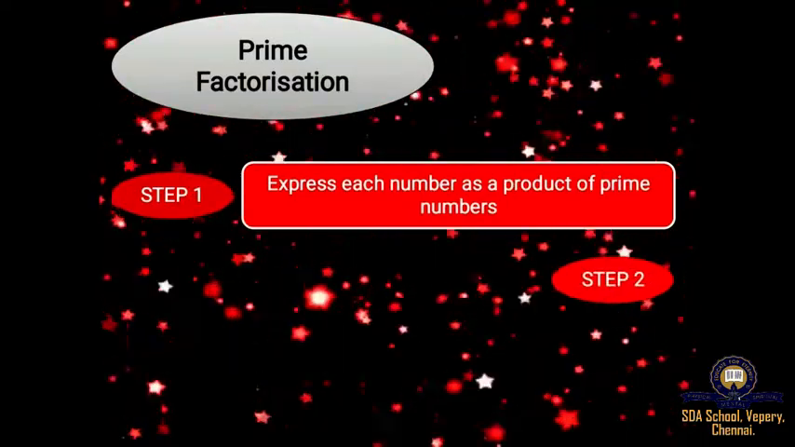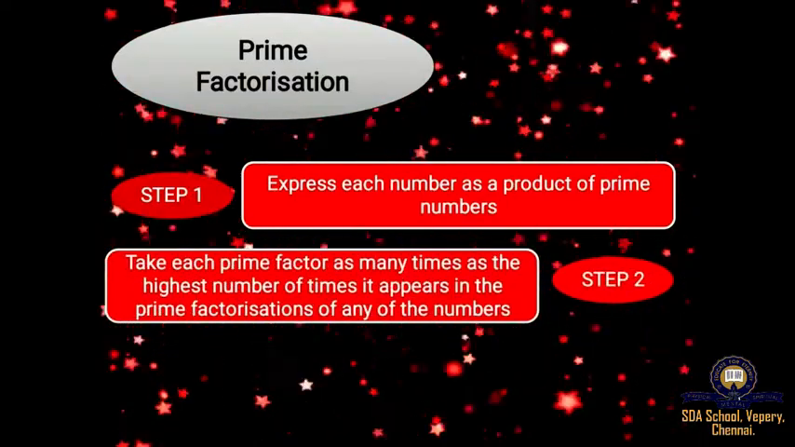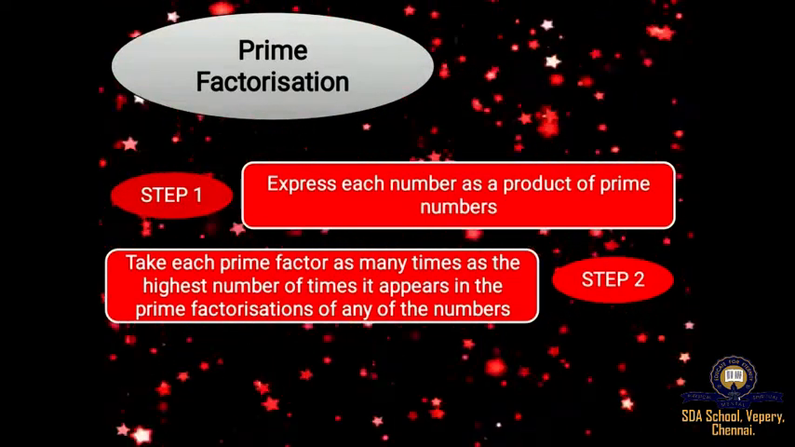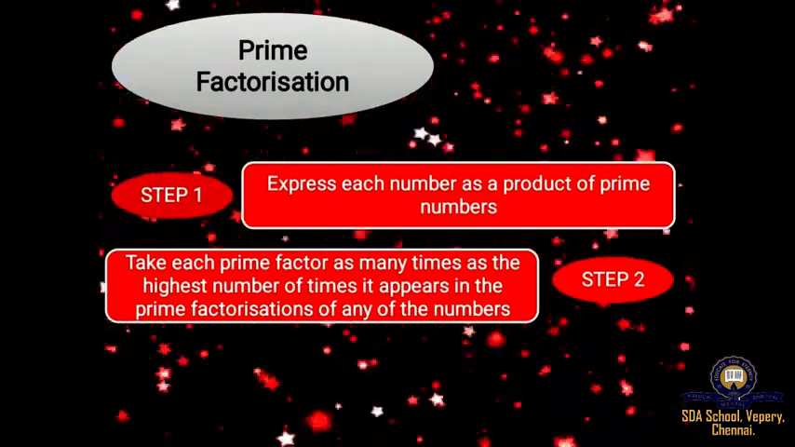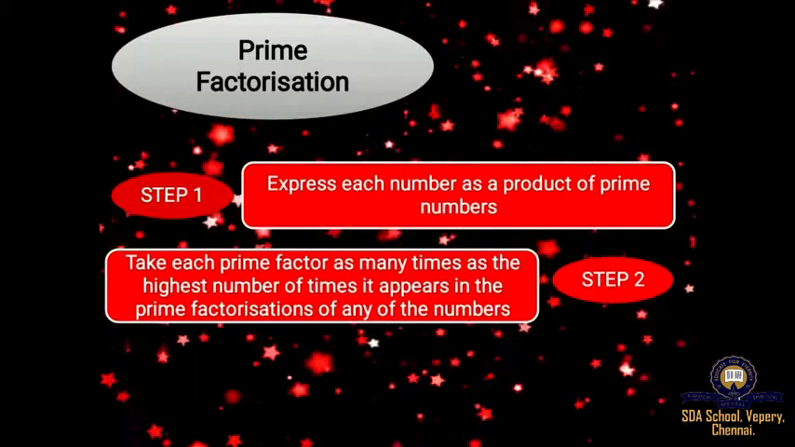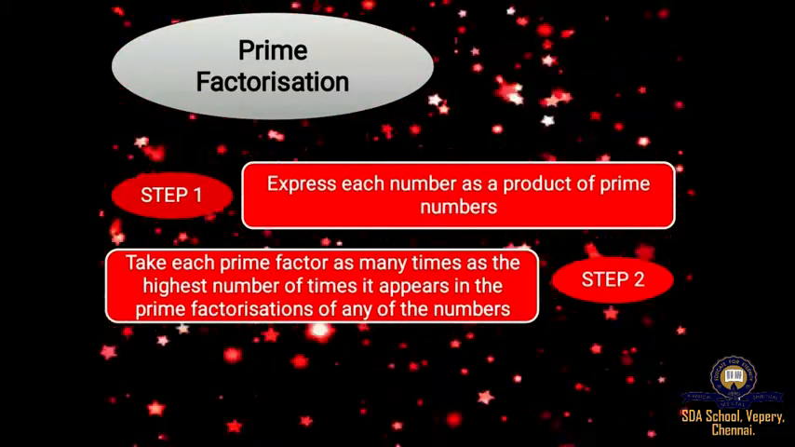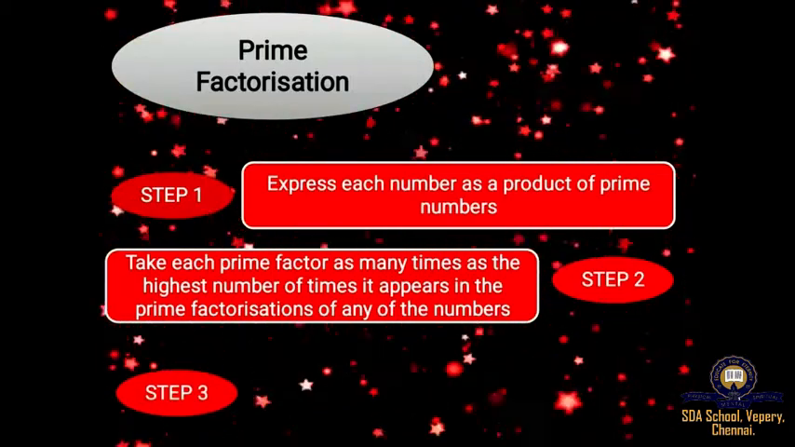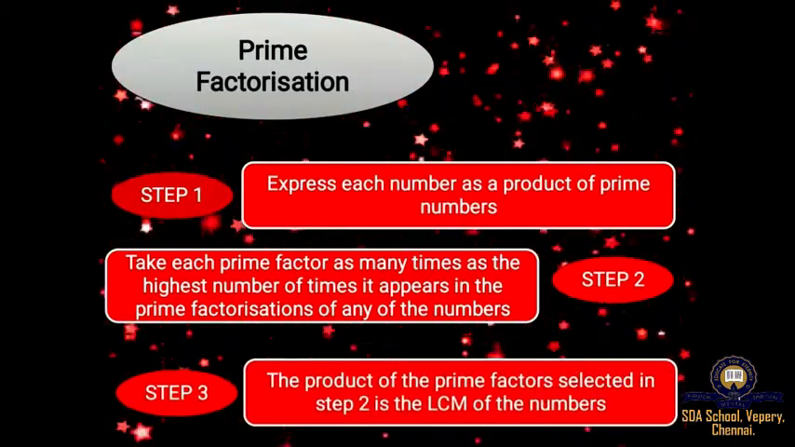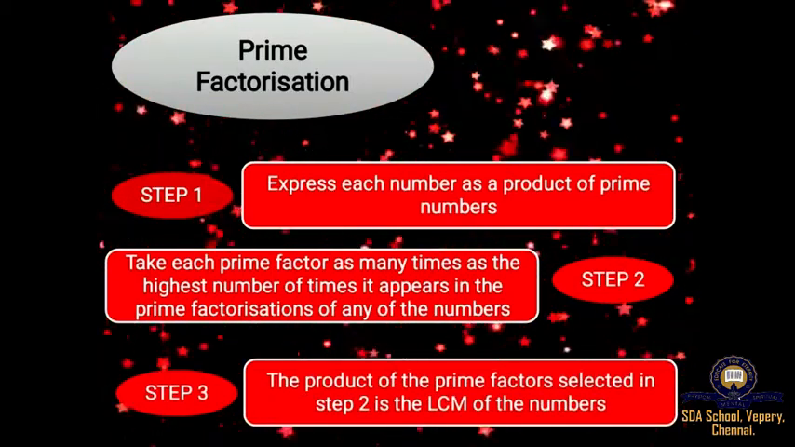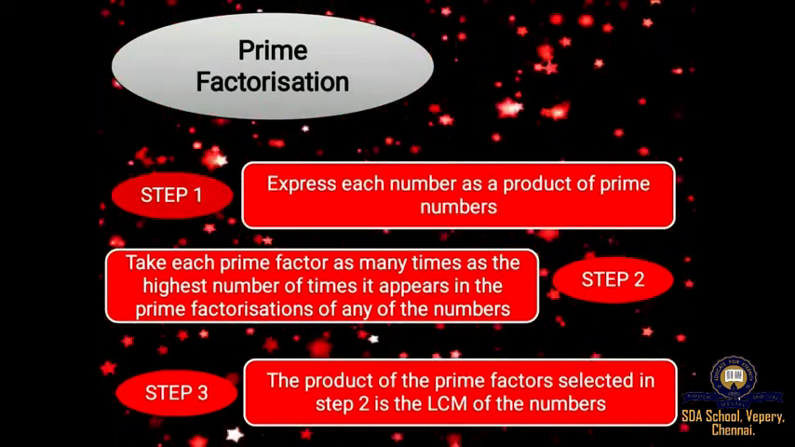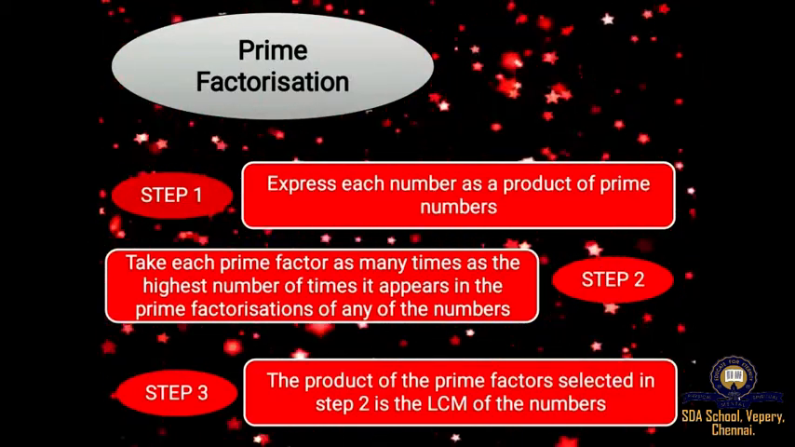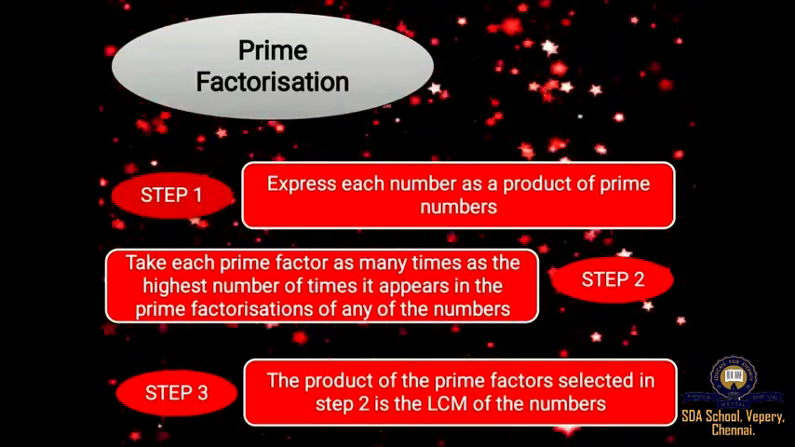Step 2: Take each prime factor as many times as the highest number of times it appears in the prime factorizations of any of the numbers. Step 3: The product of the prime factors selected in step 2 is the LCM of the numbers. Now we will do a few problems.